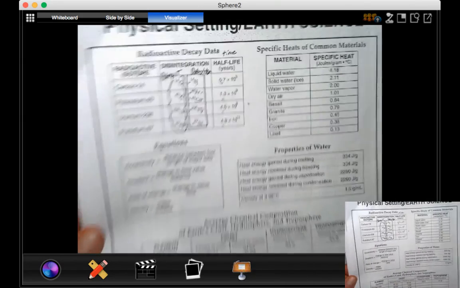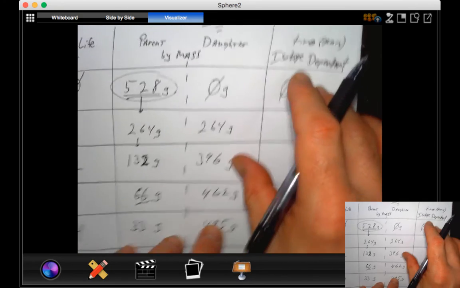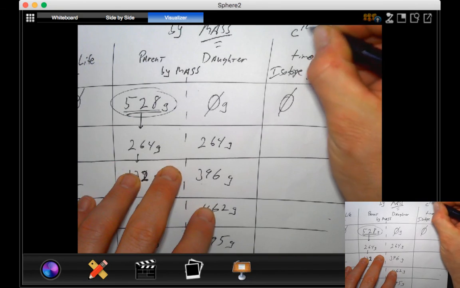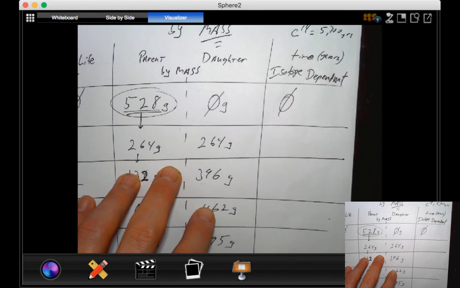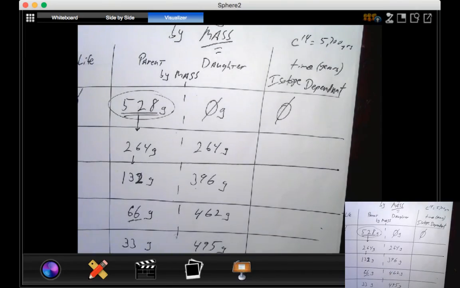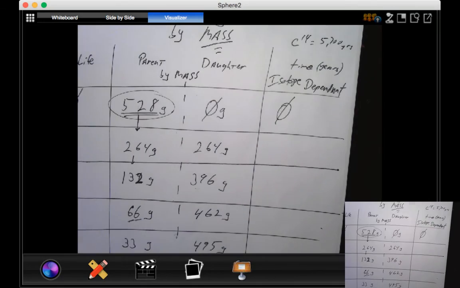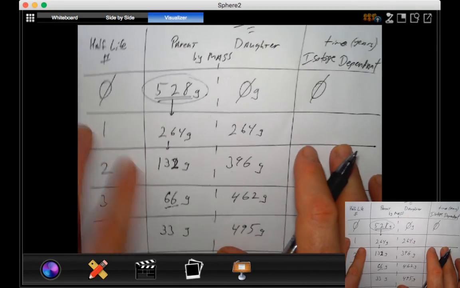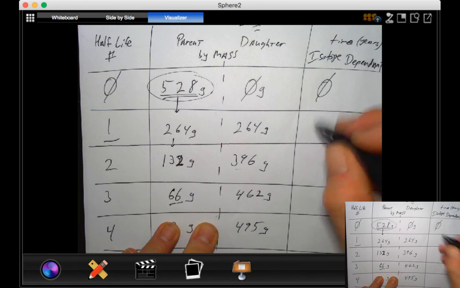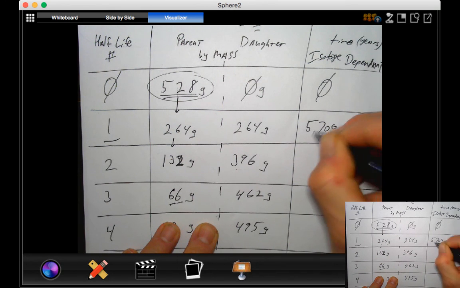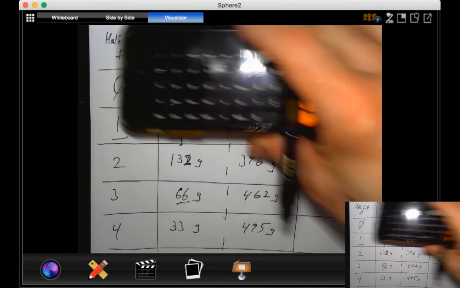So let's just use carbon for this one, right? How do I do it? Well, I know C14's half-life is 5,700 years. I know that because I used my reference table chart, page 1, 5,700. I've learned to convert. All right, so real simple. 5,700 times 1. Only need a calculator for that. Years. All right. Now, bring in our calculator.